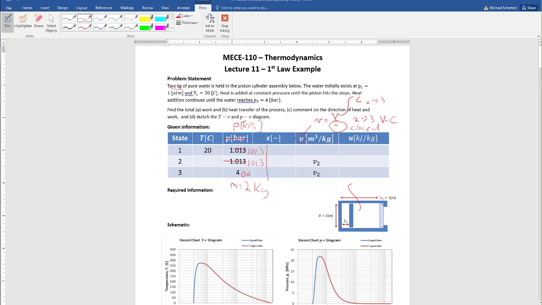So there's a couple things that we're asked to do. We're asked to find the work, so the total work. So we want to find A, which is the total work. I'm just going to put here work.